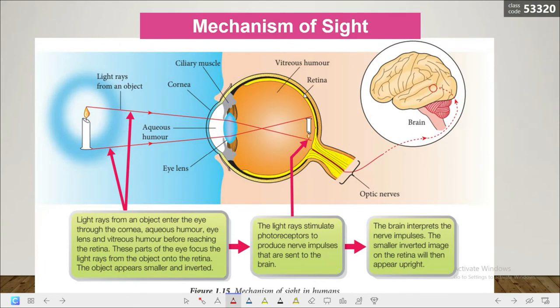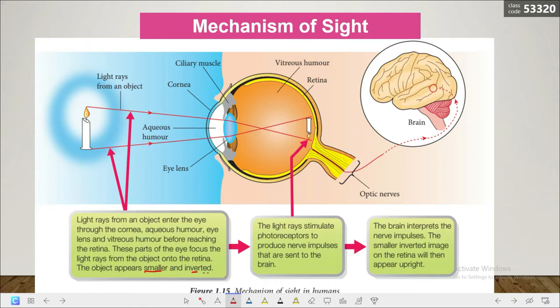Mechanism of sight. So how does the eye function? Of course, the function is that you have to see the object. The light from the object will enter the eyes through the cornea, and then it goes to the aqueous humor, and then to the eye lens. Then it goes to the vitreous humor before it reaches the retina. Here, our eyes produce an image that is smaller and inverted. So the image produced at the retina is smaller and also inverted.